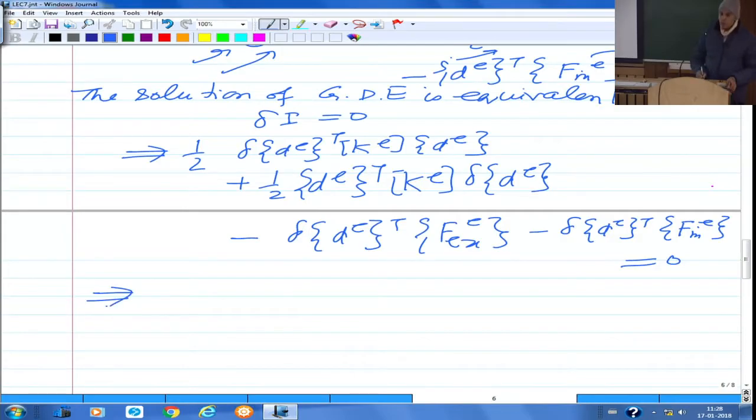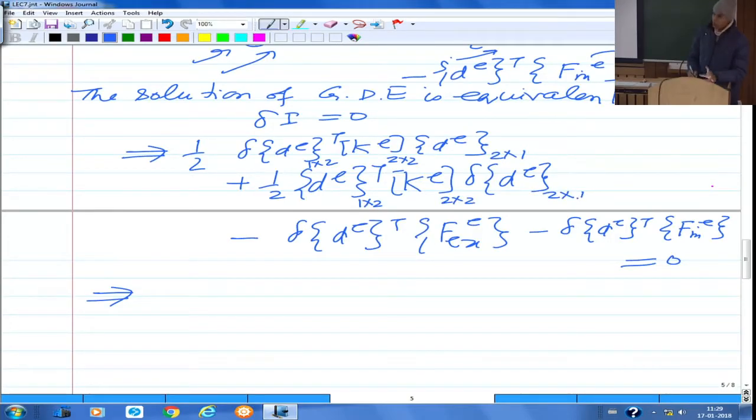Now if you see the first set of terms, dE transpose K dE, and the structure of K, because it is B transpose B, is going to be symmetric. So finally this K matrix is going to be a 2 by 2 matrix. This vector is 2 by 1, and after taking the transpose it becomes 1 by 2. So when we multiply all three together, it is a scalar, a single quantity. Looking at the other term, the same situation: 1 by 2, 2 by 2, and 2 by 1, so this is also a scalar.